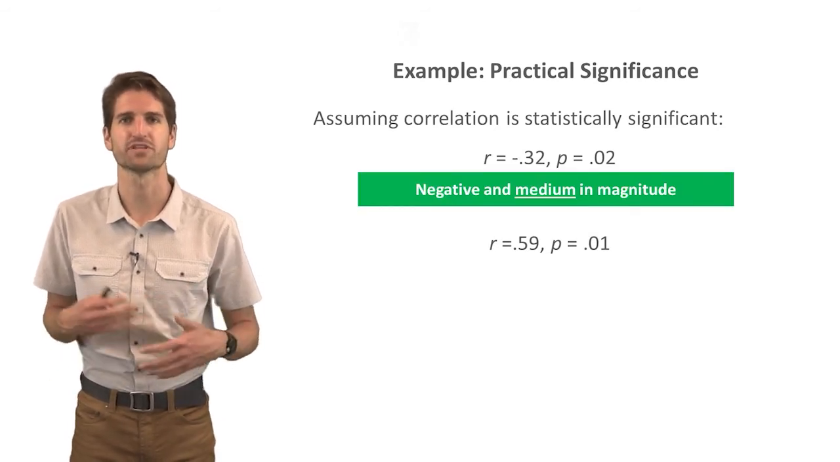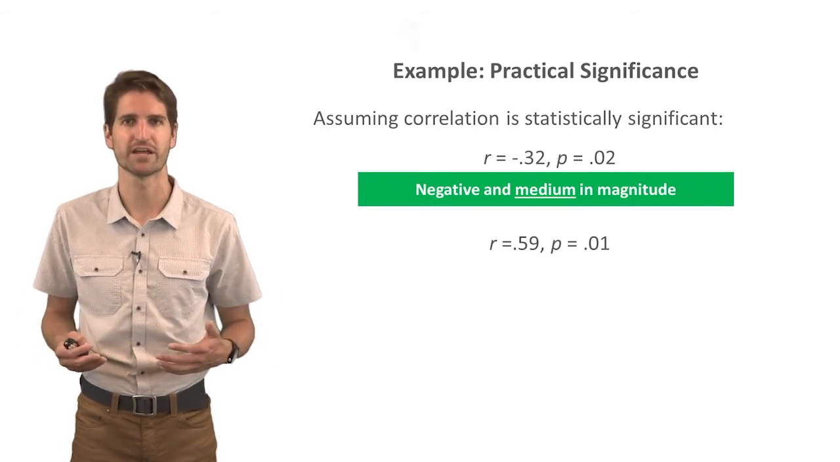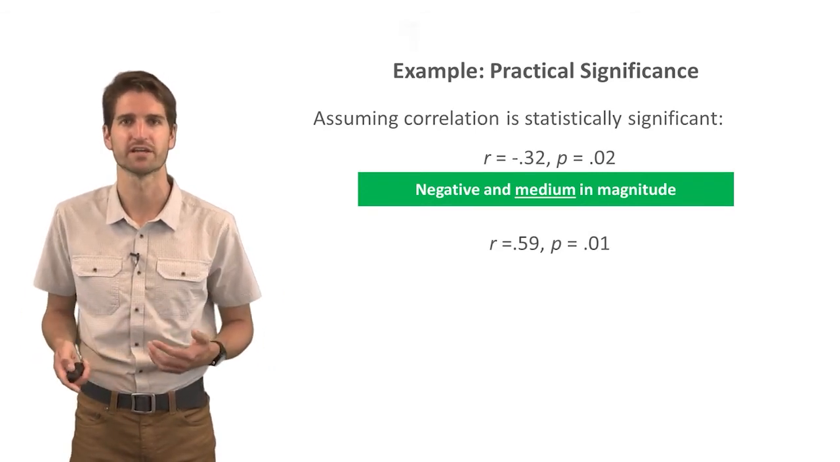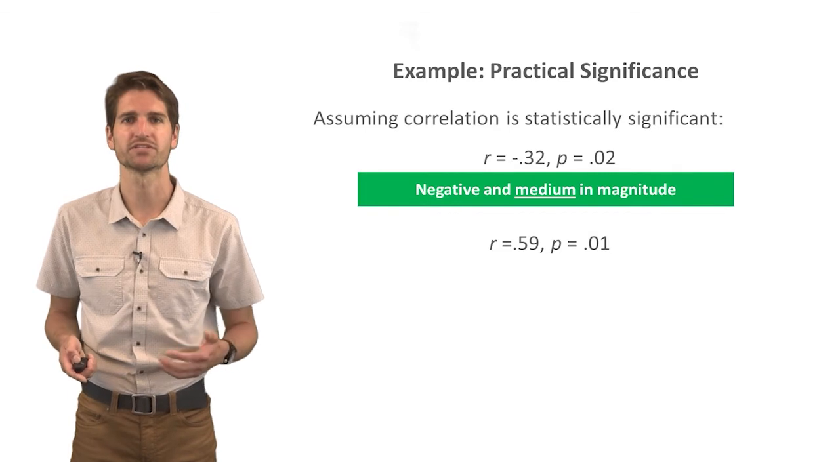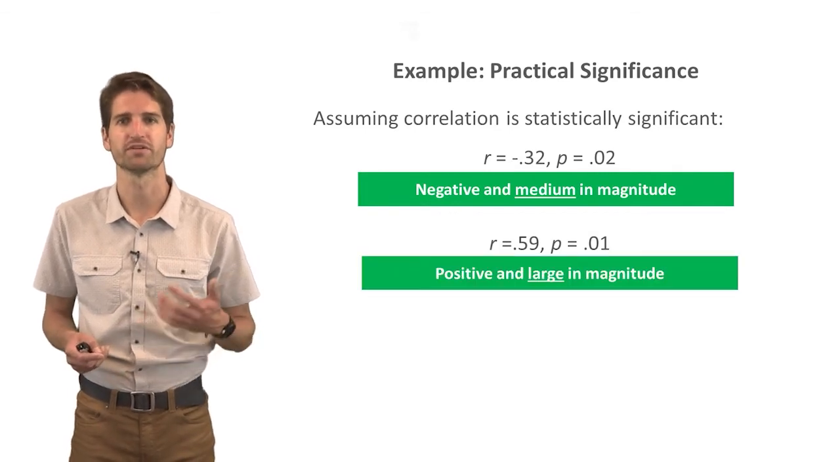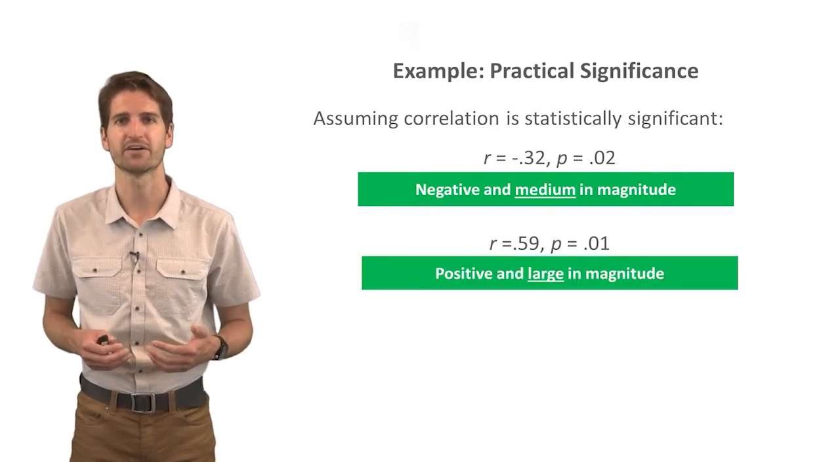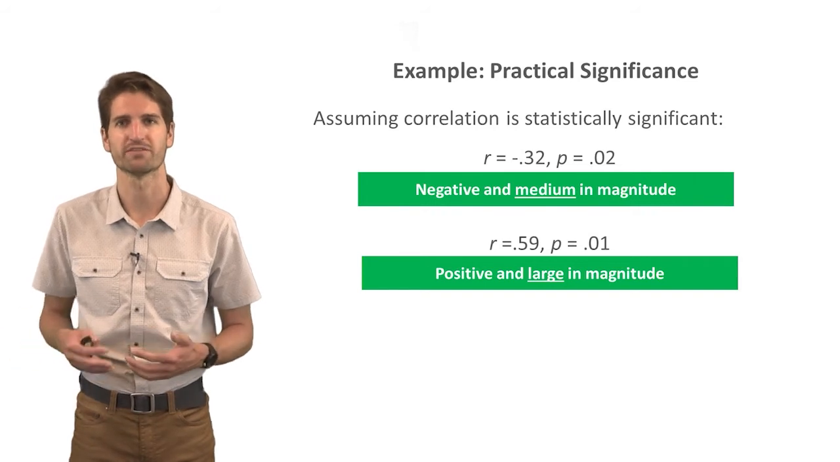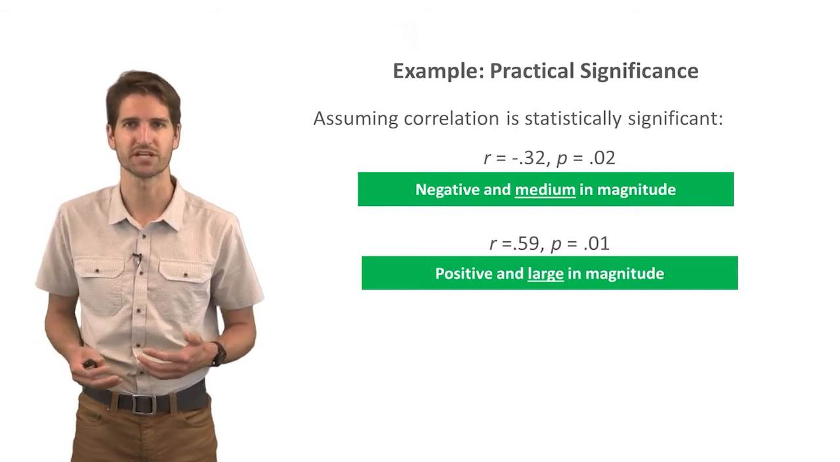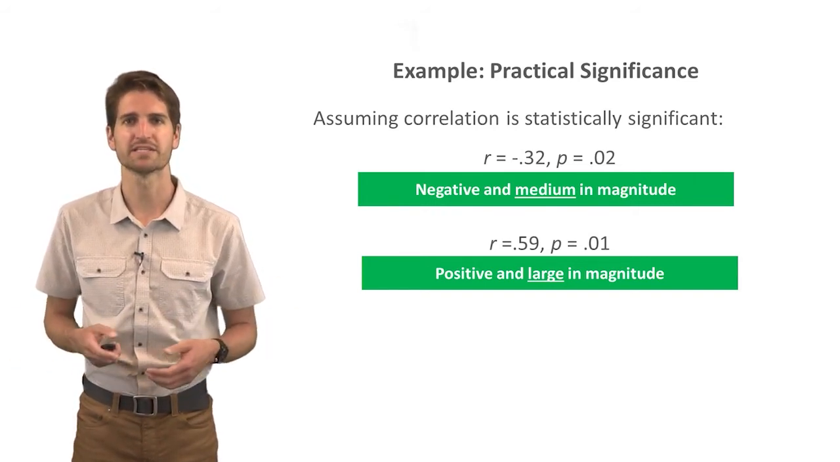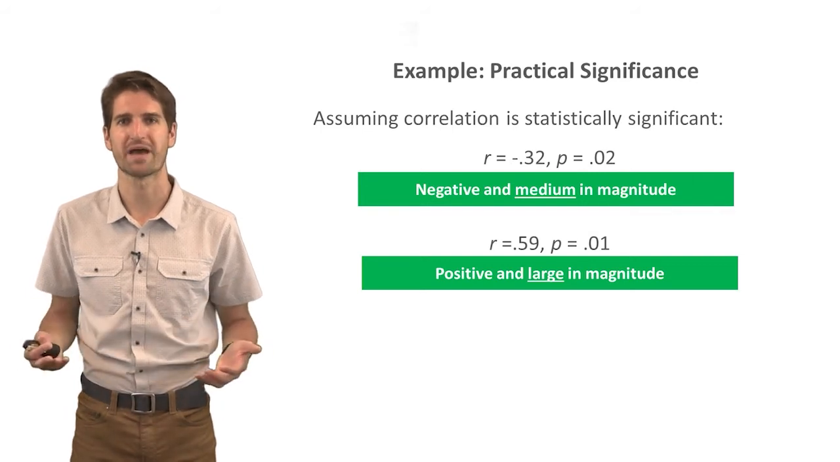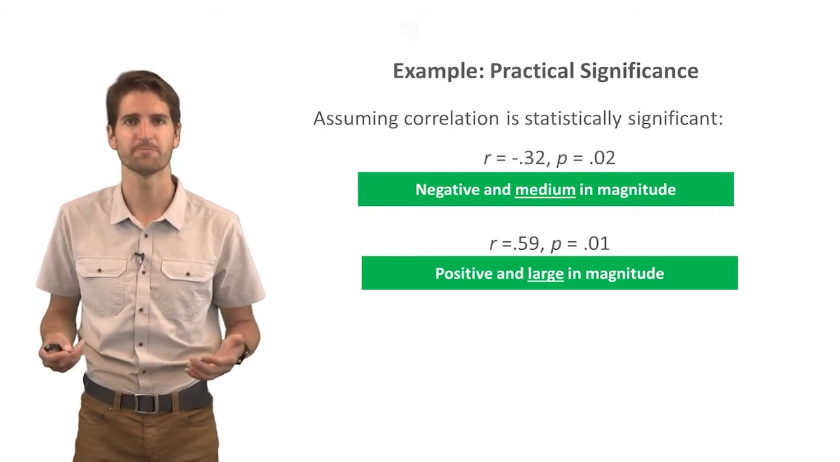So the effect size, or the effect, is medium by those standards, so we're describing them qualitatively. Now let's look at the next one here. This is a positive correlation of 0.59, and again, the p-value of 0.01 is less than 0.05, our conventional cutoff for statistical significance. And here we would say that this is a positive and large in magnitude effect, okay?